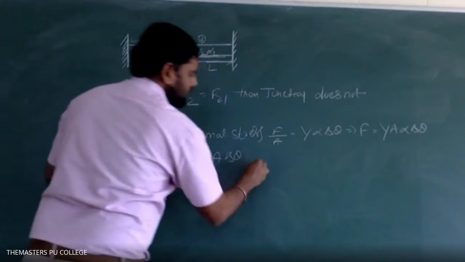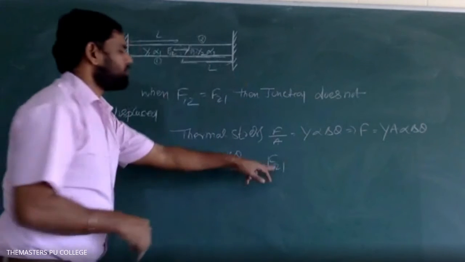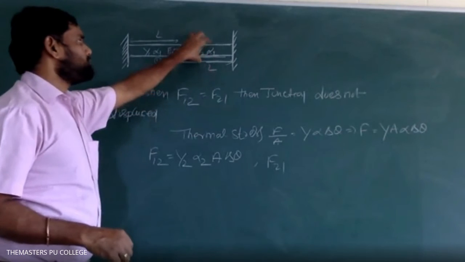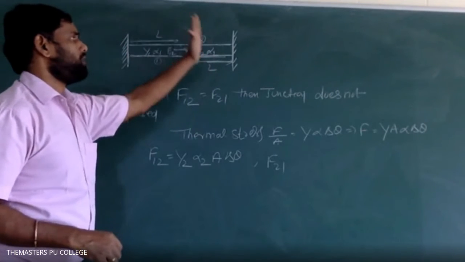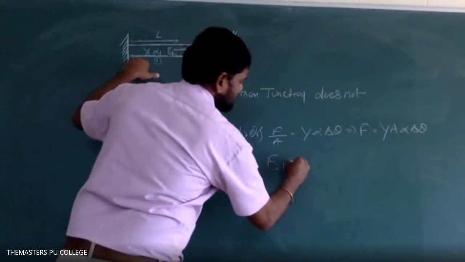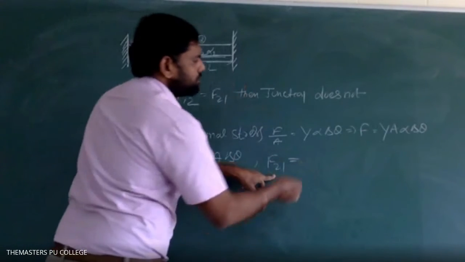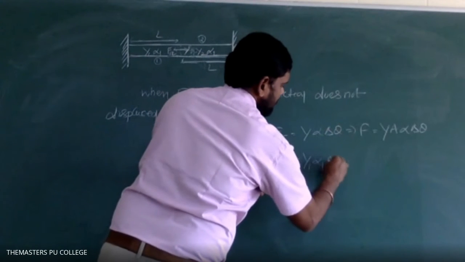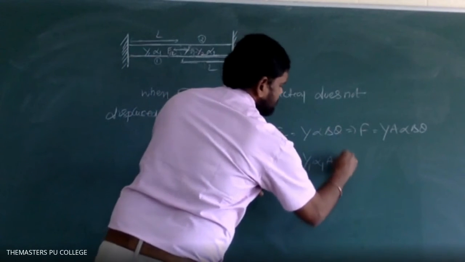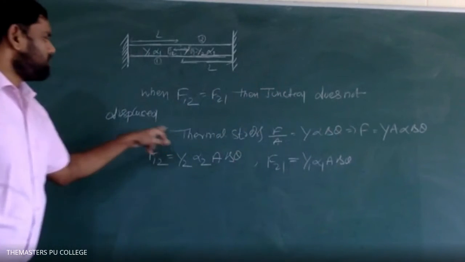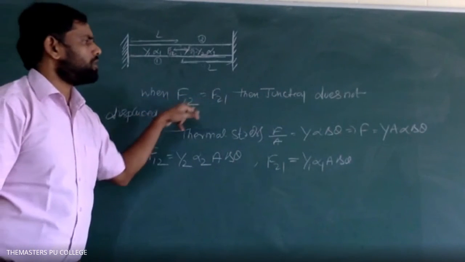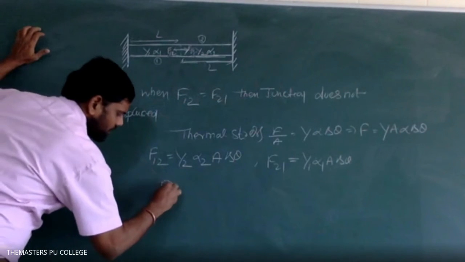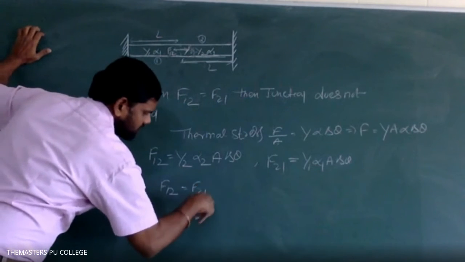Delta theta. Similarly, F21 means force on the second rod due to the first one. So force on the second rod means the force that will be generated in the first rod and acts on the second rod. Force generated in the first rod, F21, I can write according to this formula: Y1 alpha 1 A into delta theta. According to the argument, when these two forces are equal and opposite, then the junction does not displace. So therefore, F12 equals F21.